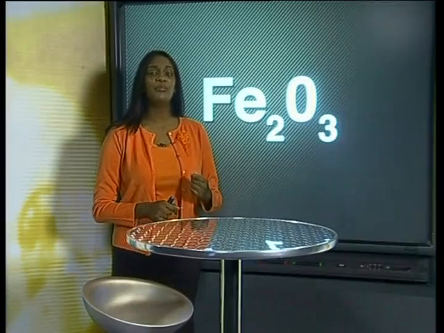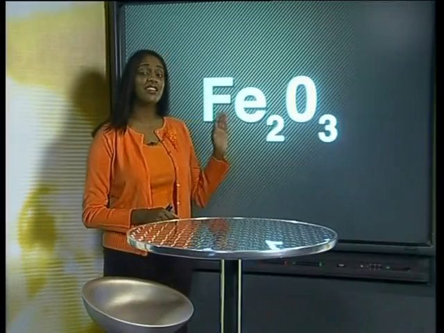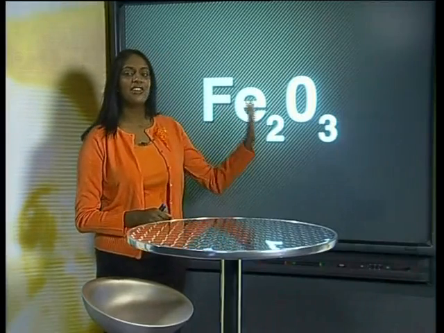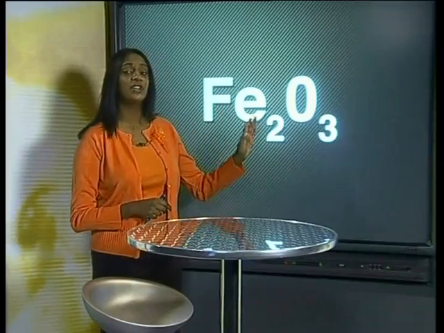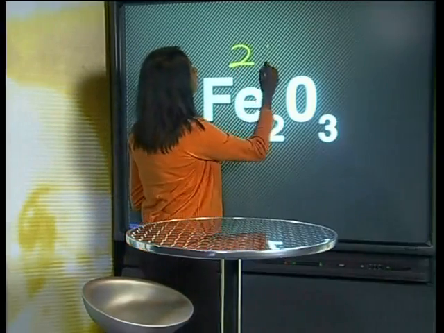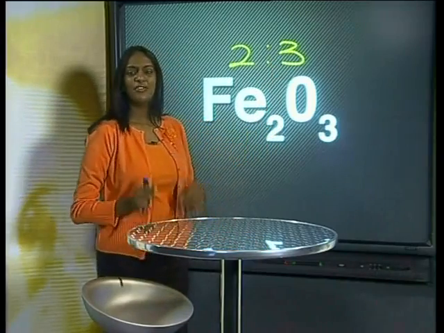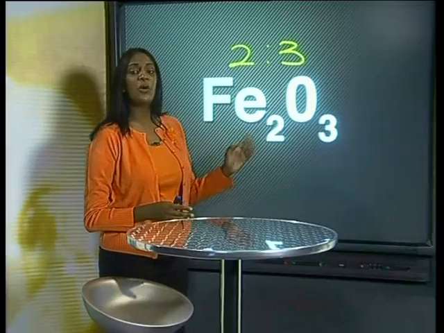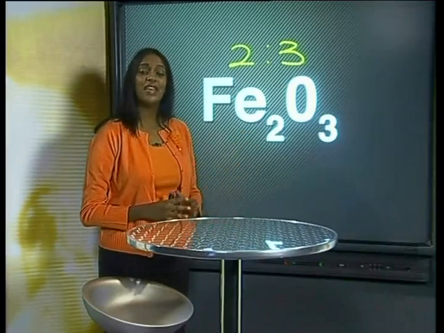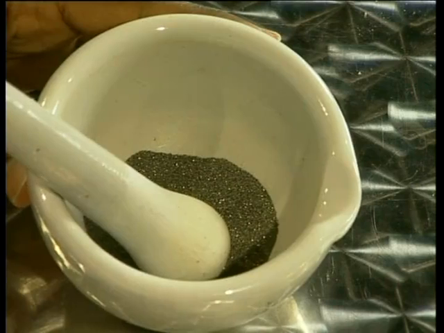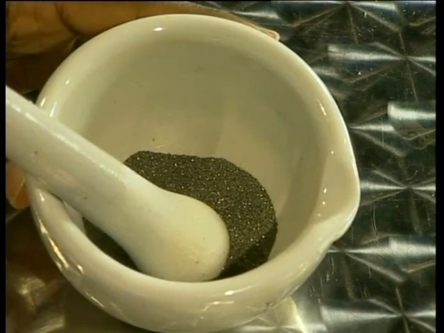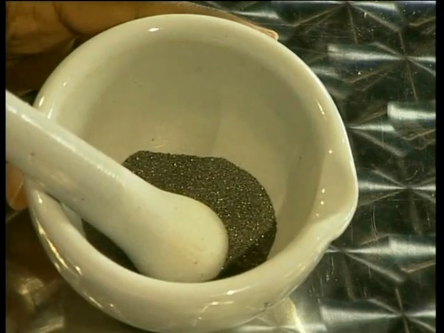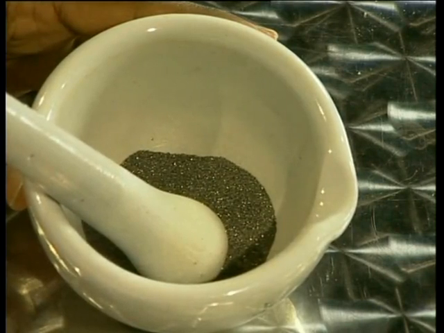It is very important to remember that in this compound, the iron and oxygen atoms are always arranged in exactly the same way. The ratio of iron to oxygen is always 2 to 3. The formula is always written in the same way as Fe2O3. This must never be changed. In other compounds of iron and oxygen, like ferrous oxide, the combination is different, and so the formula is different.